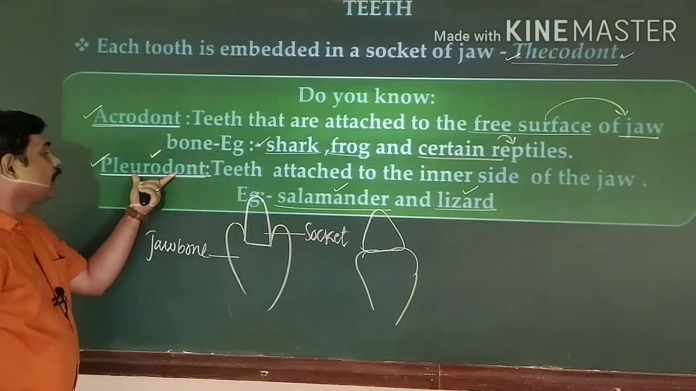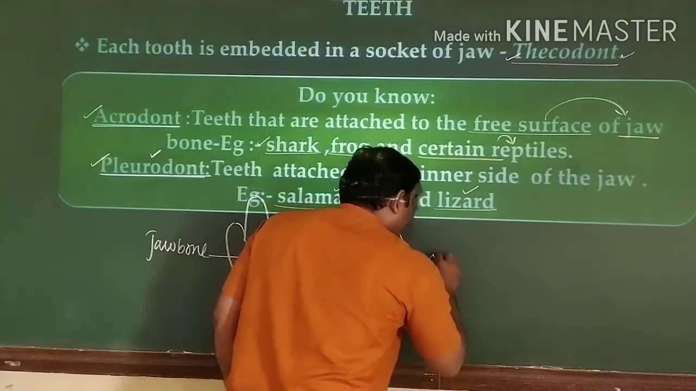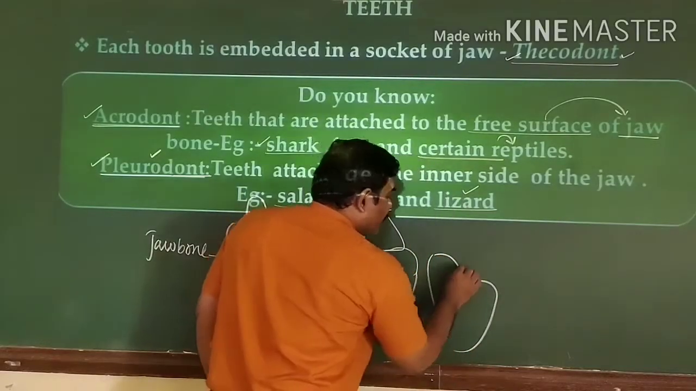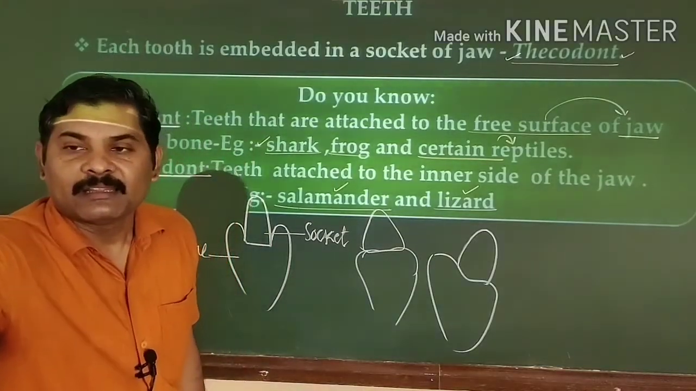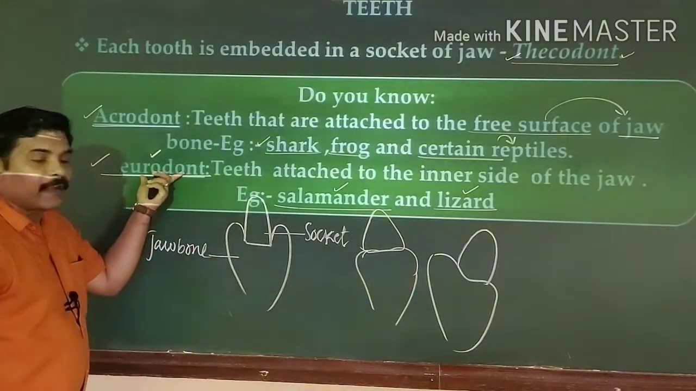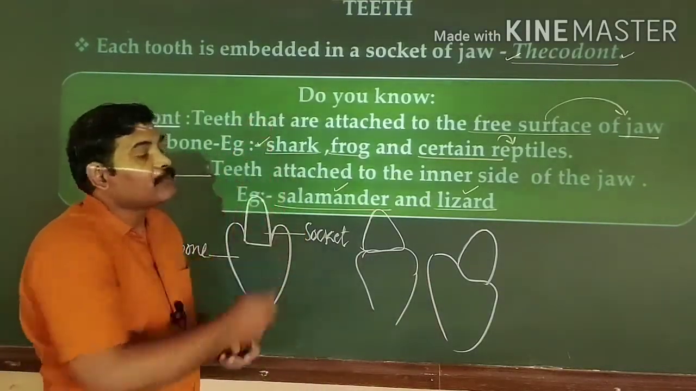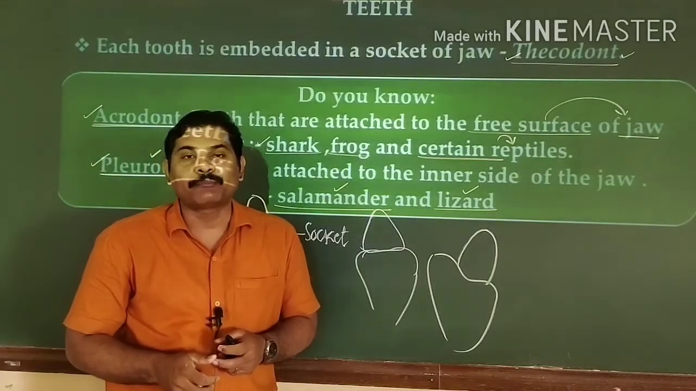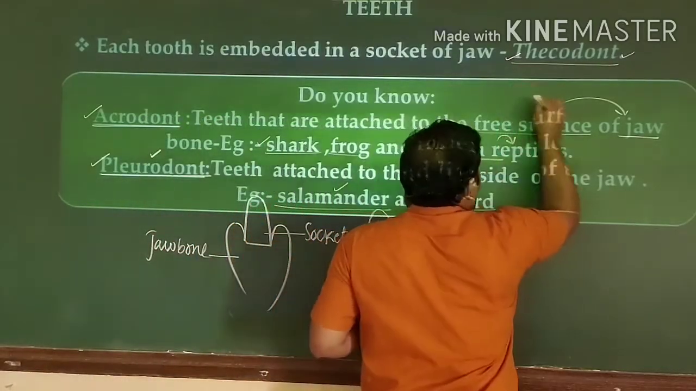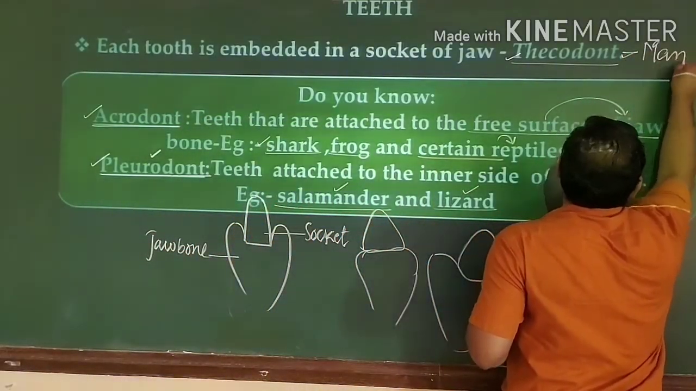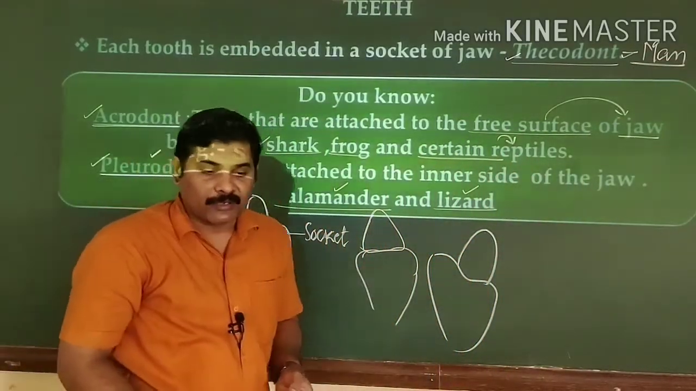Then the third variety, pleurodont dentition. In the pleurodont dentition, on the inner surface of the jawbone, the teeth are arranged. This is known as pleurodont dentition. Based on these diagrams, you might have understood the three types of arrangement of teeth on the jawbone in various types of animals in the animal kingdom. But thecodont dentition is seen in man, the human beings. Clear? Right. Let us see some more information related to this.